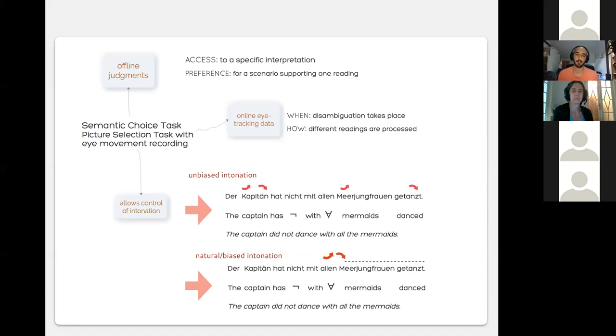But then in another experiment, we have a typical biased intonation that supports the implicature, which involves a stress on the quantifier and a destress of the last part of the sentence. Der Kapitän hat nicht mit allen Meerjungfrauen getanzt. The captain didn't dance with all of the mermaids. Okay, and in Italian the intonation contour is also quite similar.